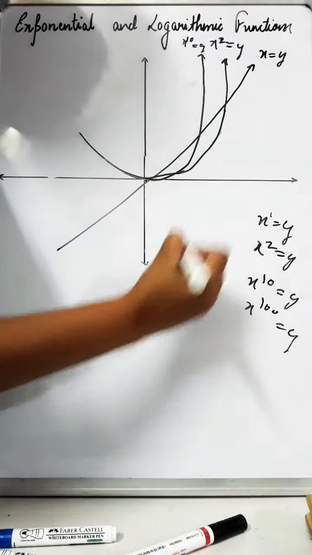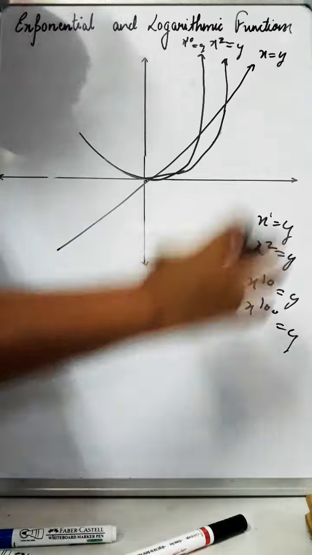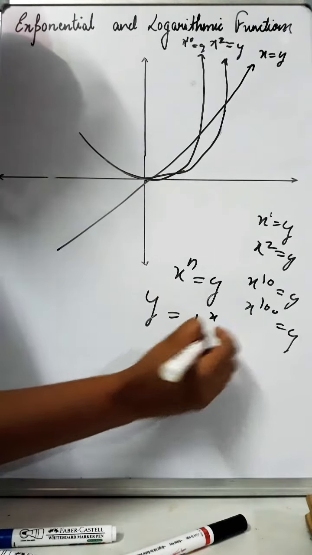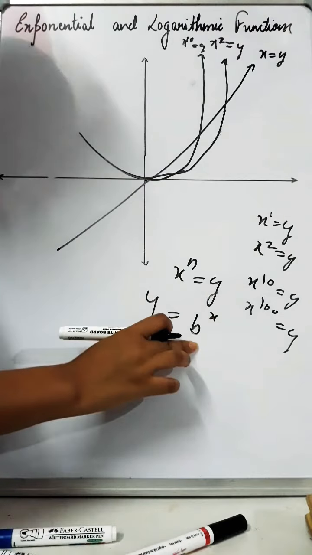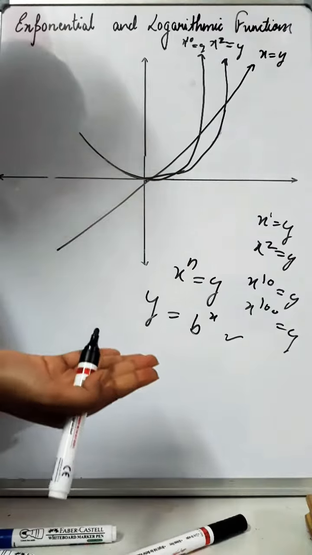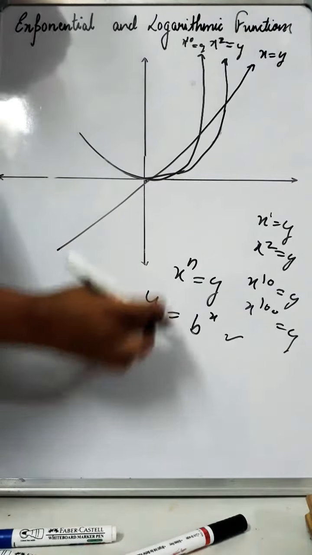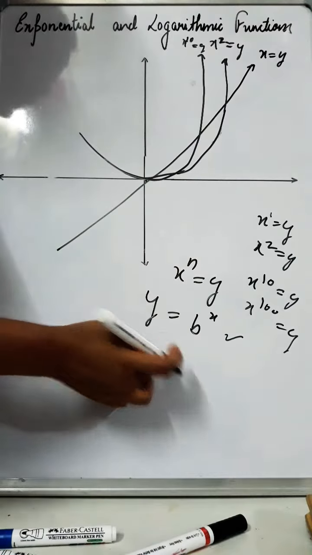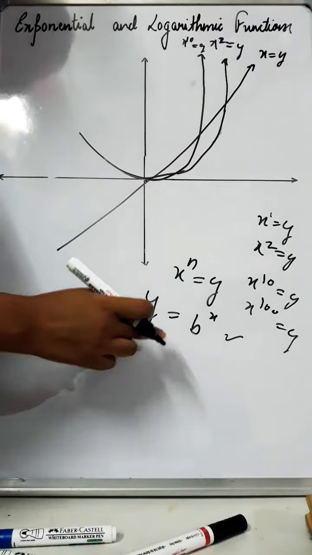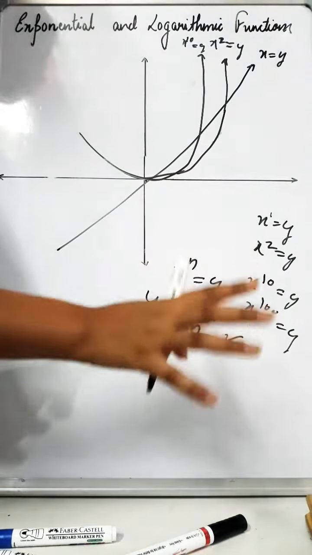This is a polynomial function, x raised to any power is equal to y. Now if we have y is equal to b raised to the power x, any base b raised to the power x, these kinds of functions are your exponential functions. Okay, so you will see that exponential functions are even more increasing, even larger in growth as compared to any polynomial function.